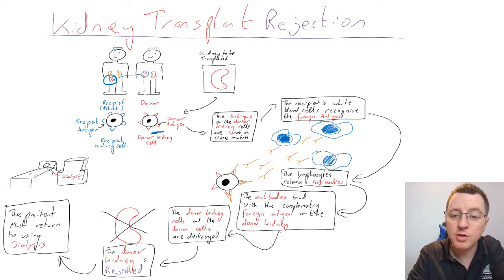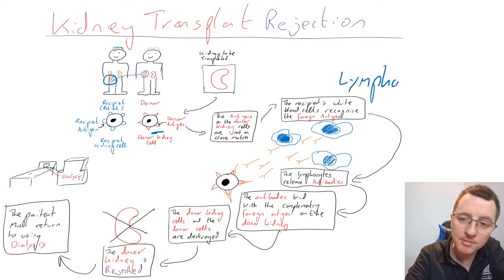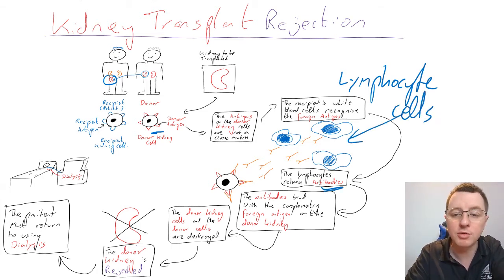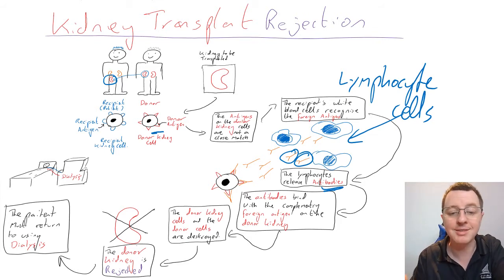So the recipient's white blood cells will recognize this foreign antigen, and in particular it's the lymphocyte cells that will produce antibodies, and there's our lymphocytes producing all these antibodies here. And these antibodies will travel in the blood and they will bind with the complementary foreign antigen on the donor kidney cells. So the donor kidney cells and the donor kidney itself are destroyed, and therefore the donor kidney is rejected, and the patient must return to using dialysis.